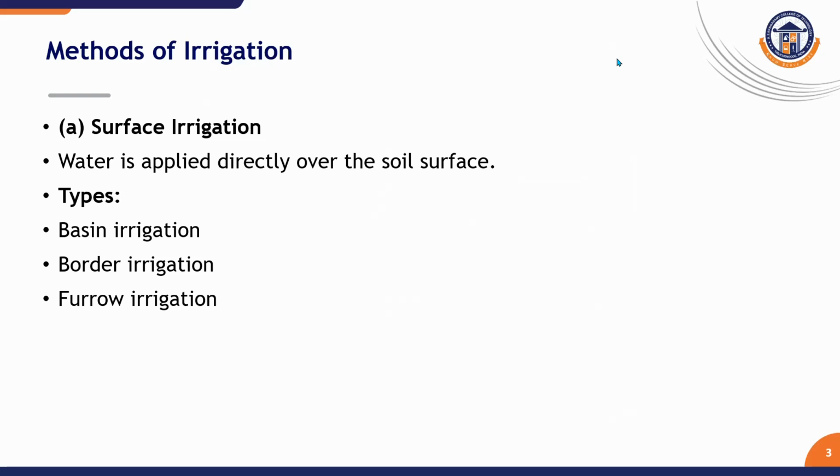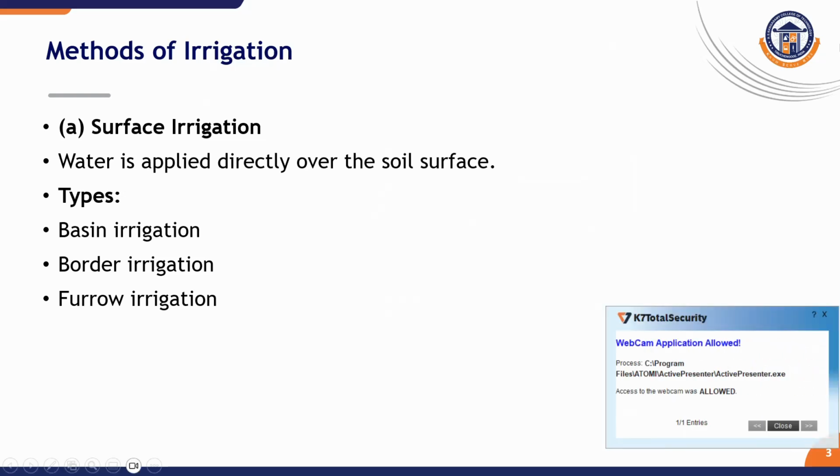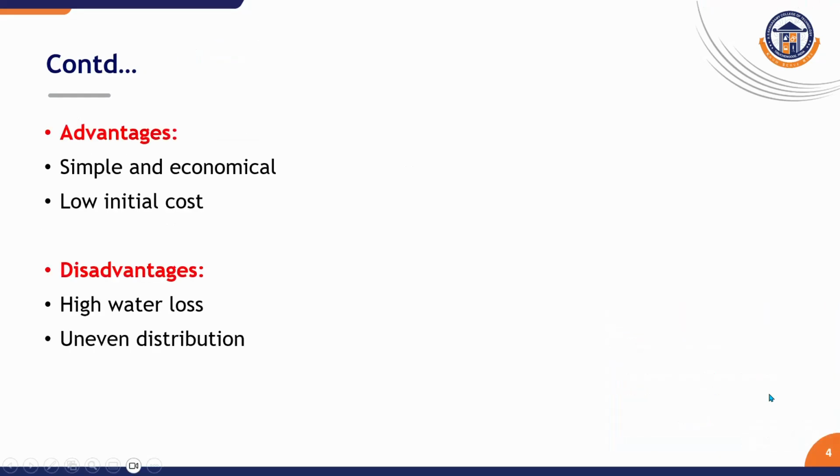Surface irrigation: water is applied directly over the soil surface. It is classified into basin irrigation, border irrigation, and furrow irrigation. The advantages of surface irrigation are that it is simple, economical, and has low initial cost. The disadvantages are high water loss and uneven distribution.